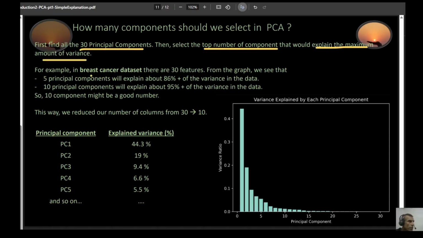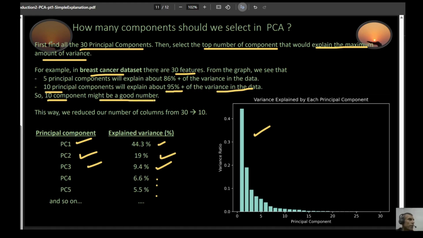So in our example, the breast cancer data set, there are 30 features. Now from the graph, we can see that your principal component 1 contains 44.3% variance. Principal component number 2 contains 19%. Principal component number 3 contains 9.4%, and so forth. So it seems like 10 principal components would explain 95% of the total variance in your data. So 10 components might be a good number, and that's why we picked 10. This way, we reduced our number of columns from 30 to 10.